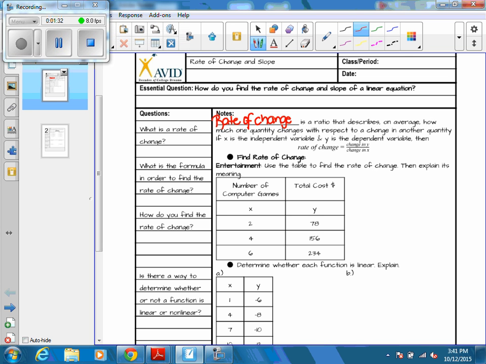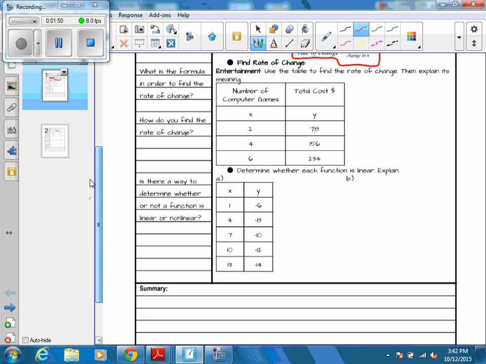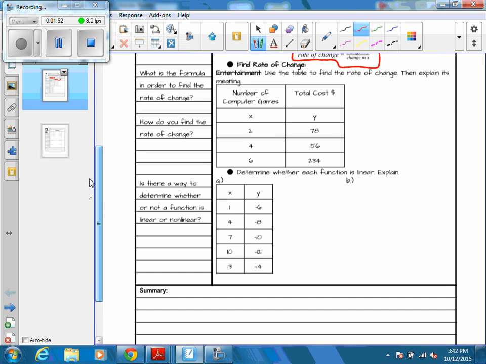So when we talk about my formula for the rate of change, we talk about the change in y over the change in x. And all that means is, when I'm talking about the change in y, we're just taking the difference between two y values and the difference in two x values. Remember, the word difference just means subtraction.